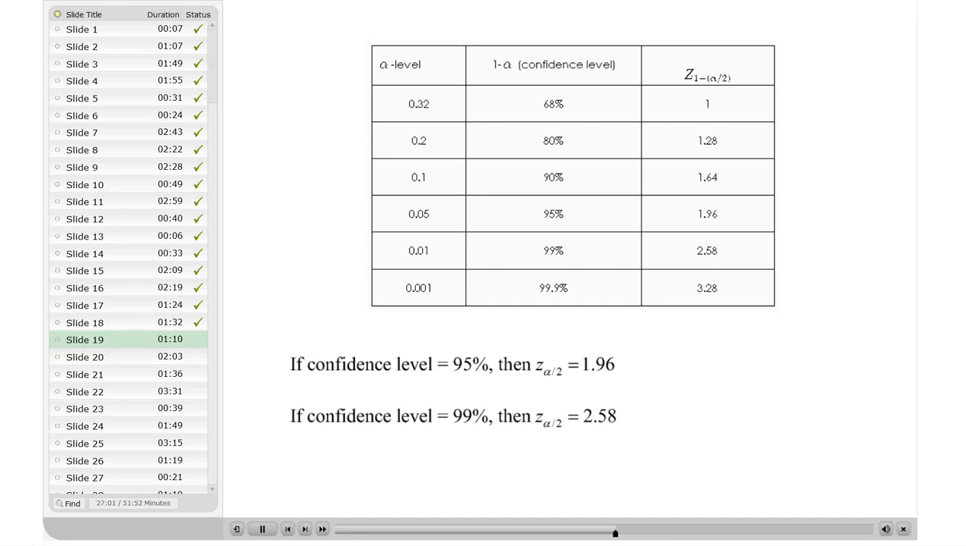As another example of how to use this table, if your confidence level is 99%, then z sub alpha over 2 would be 2.58. And these are really the two most important values, 95% confidence and 99% confidence.